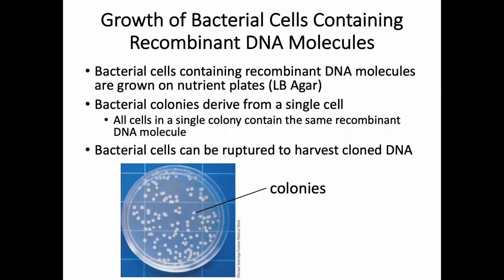Each colony is descended from one single cell. Therefore, each colony is a clone. All the plasmid DNA from one single colony is the same. So every single one, although it looks quite big, probably containing millions or even trillions of bacterial cells, every single one is the same.